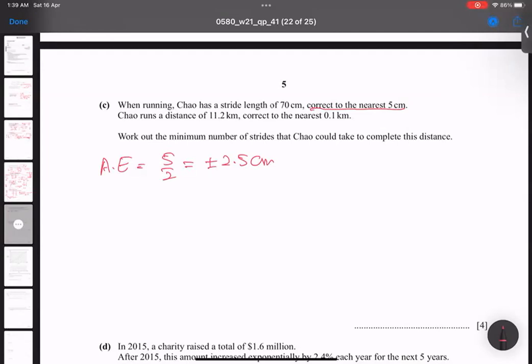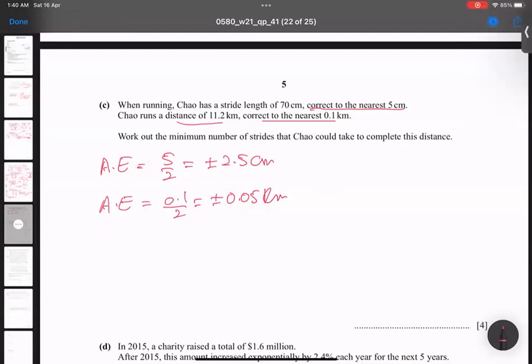whereas distance. So for distance it is 112 and correct to what? 0.1 kilometer. Again, we have to find absolute error for the other one, and with 0.1 divided by 2, I got 0.05 kilometers. Done. So this part is also clear. Now, after this, what is the next step? He said the minimum number of strides that Chow could take to complete the distance. And you know it very well, we can find it simply by dividing.